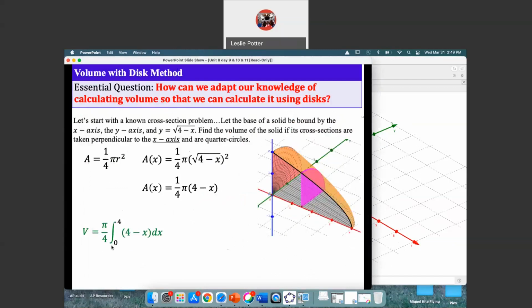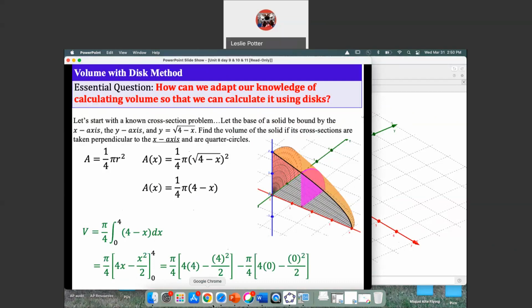When we integrate this function from 0 to 4, pulling the pi over 4 out front, we can actually do this by hand. Integrating this, we get 4x minus x squared over 2. Then plugging in the upper bound of 4, it looks like that. Then we plug in the lower bound, 0, and subtract. This is our answer for the volume of that solid. Simplifying that would be optional. If this were a free response question, we could just leave the expression like this.